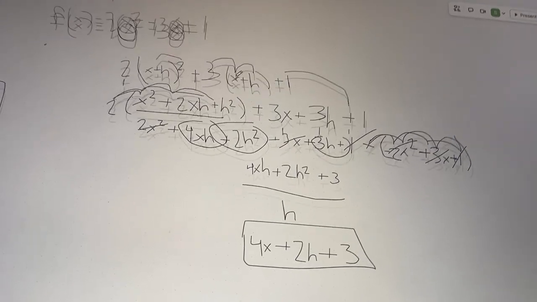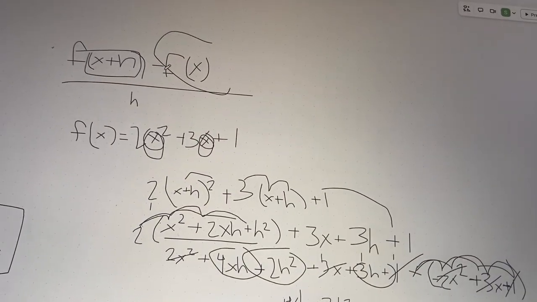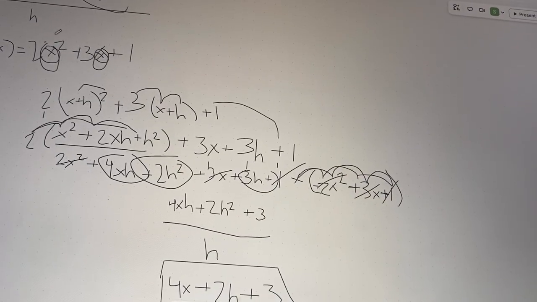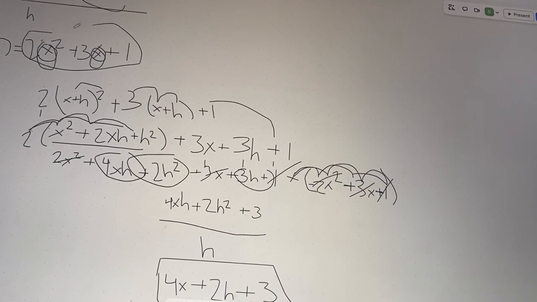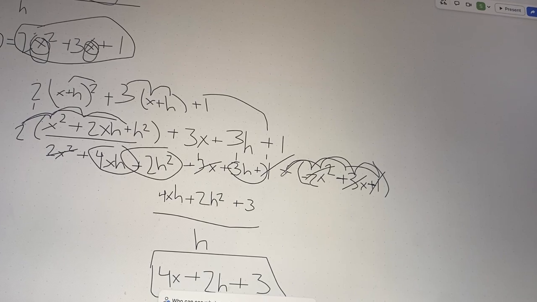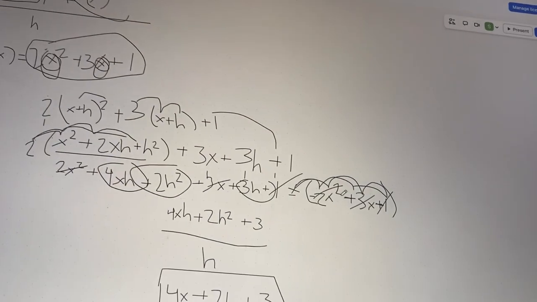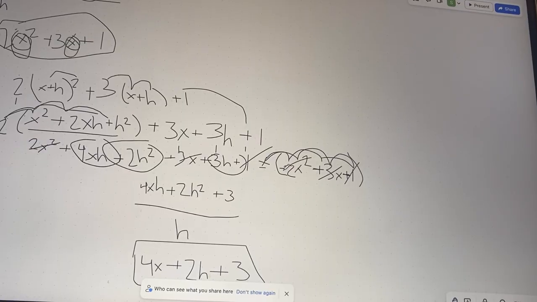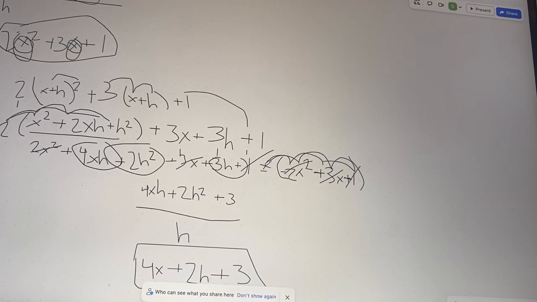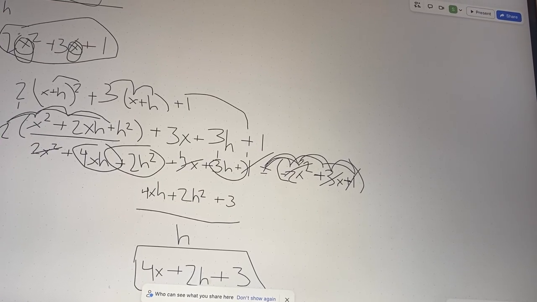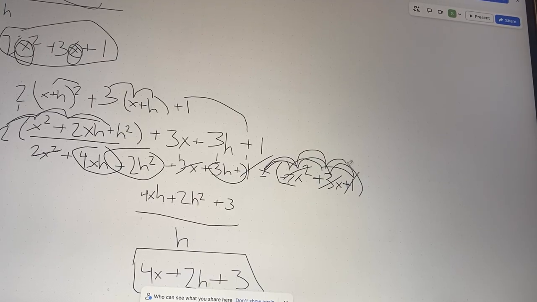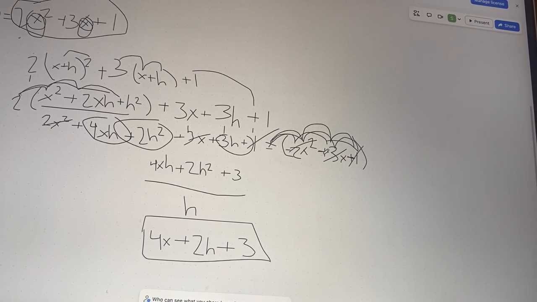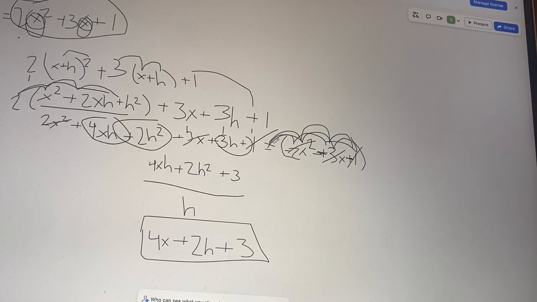And then, if you remember here, we have the negative f of x. So we're going to subtract this whole thing. We're going to put this whole thing in. So we subtracted 2x squared plus 3x plus 1. And we're going to make sure the subtraction goes to every single term. So we're going to change these plus signs to subtraction signs.